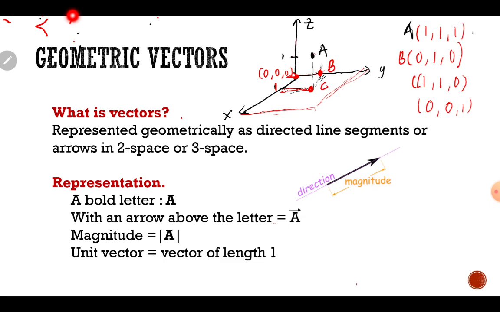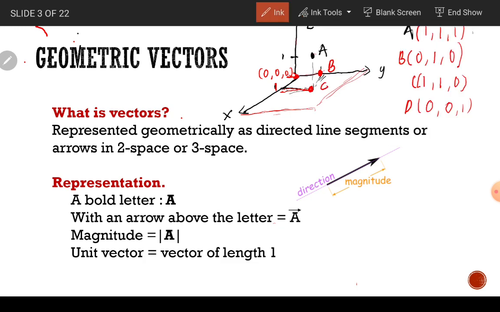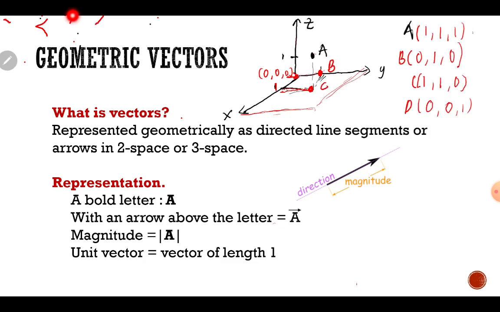Okay, and point D 0, 0, 1. Okay, point D adalah 0, 0, 1. X dia kosong, y dia kosong. So maknanya kosong-kosong kat sini kan. And z dia 1. So maknanya di sinilah. This is D. Okay.